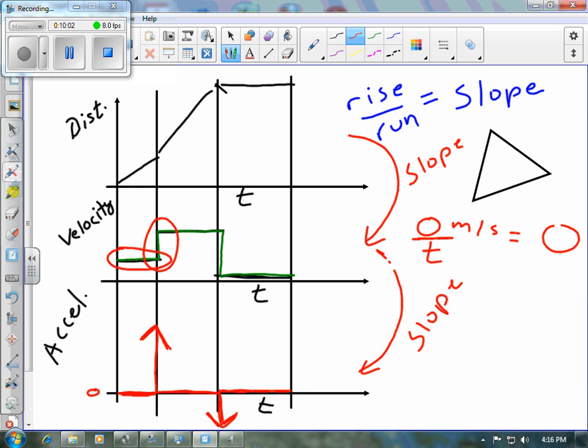We've hit the 10-minute mark. I'm going to stop this, and we'll pick it up again in a second.